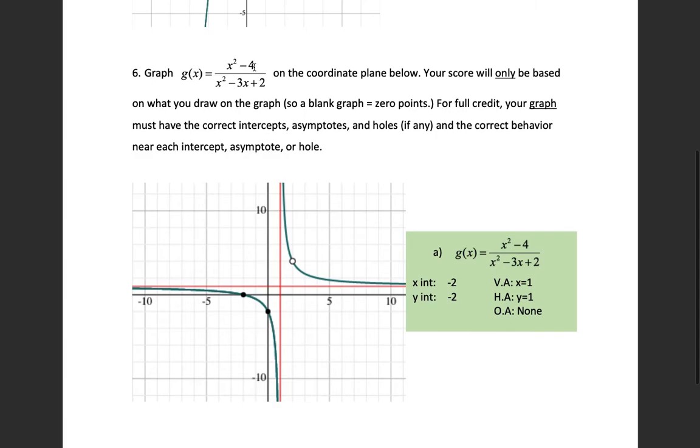And number 6 is actually the same as the 4b question: x square minus 4 over x square minus 3x plus 2. See, this question is exactly the same as 4b. So you can bring all the calculation from there directly. Our x-intercept minus 2, y-intercept minus 2, vertical is here, horizontal is here, and oblique none. So if you give vertical, horizontal, no oblique, then put the x-intercept minus 2, put the y-intercept minus 2, because it is minus 4 over 2, that's why minus 2 here.